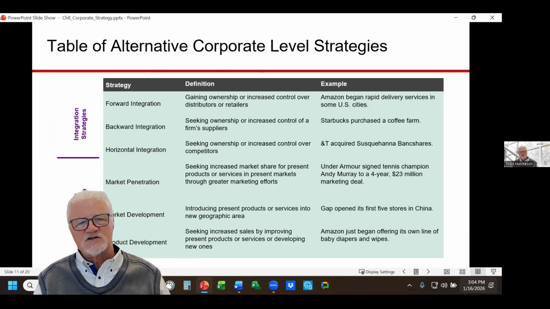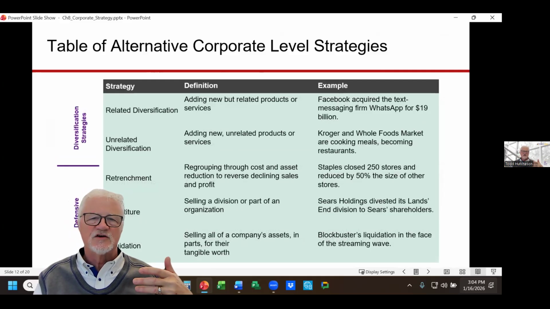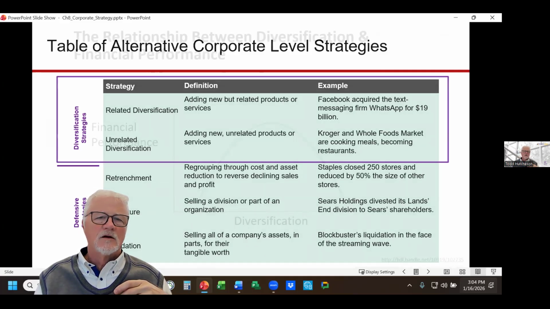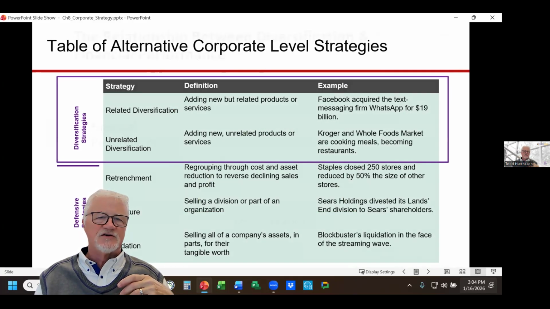If we were looking at market strategies, we might look at market penetration, market development, product development. If we were looking at diversification, we might look at adding new but related products, so that would be related diversification, or adding new and unrelated. That would be unrelated diversification. Defensively, we might choose to retrench, divest, or even liquidate if things are really dire. Diversification. We're going to talk about diversification.